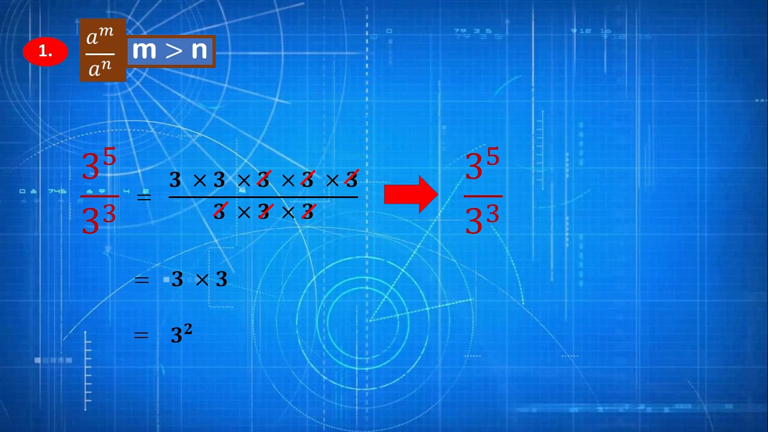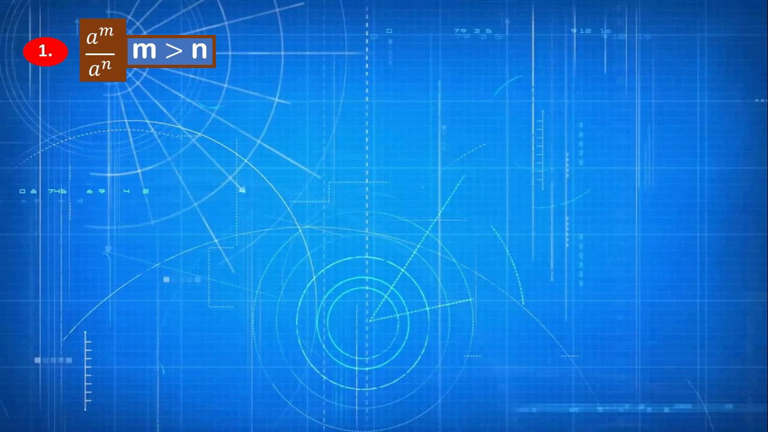If we try another method, we can see that 3 to the power of 5 divided by 3 to the power of 3, we can write it in a different way using a division sign. Now, since the bases are the same, we can simply subtract the exponents, that is 5 minus 3, and this still gives us 3 squared.